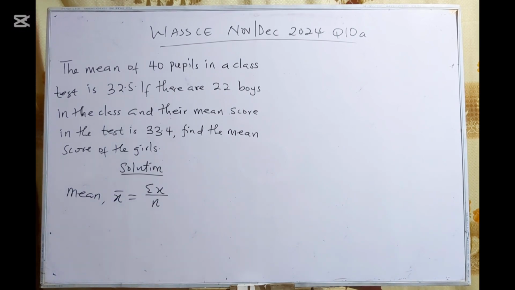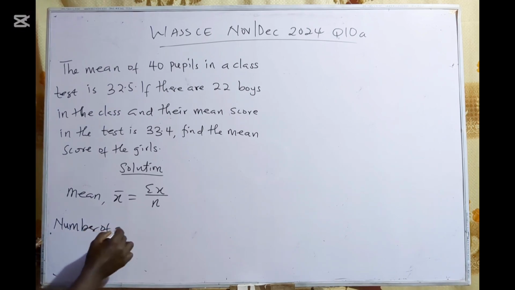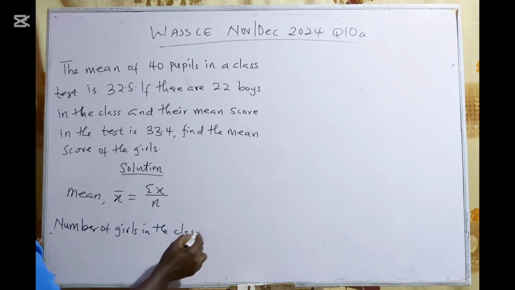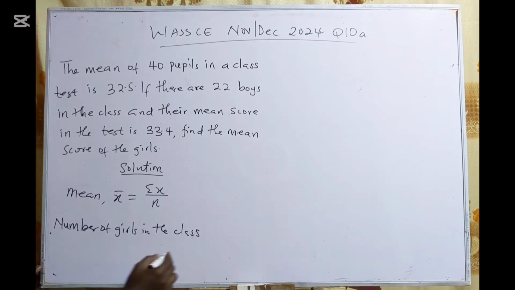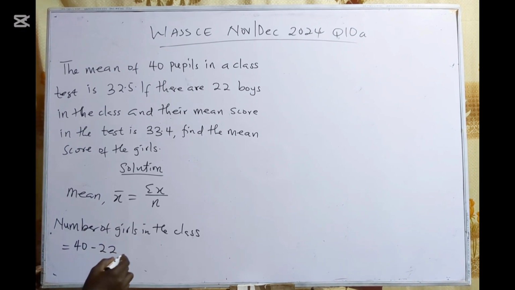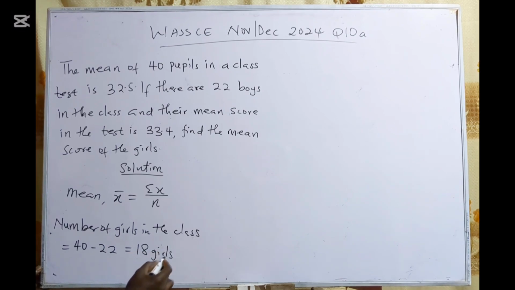Alright. So how do we know the number of girls? There are 40 people and 22 are boys, so we can know the number of girls from there. Number of girls in the class will be equal to 40 minus 22. And what will be 40 minus 22? That is 18. So we have 18 girls in the class.